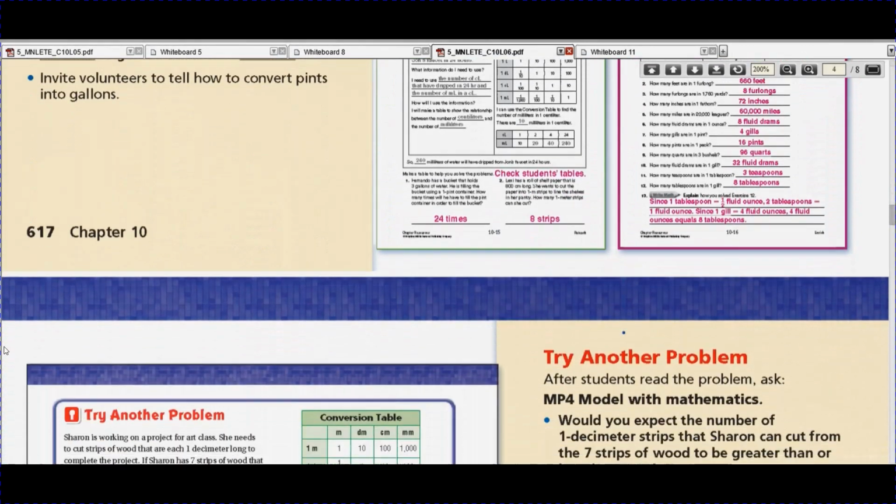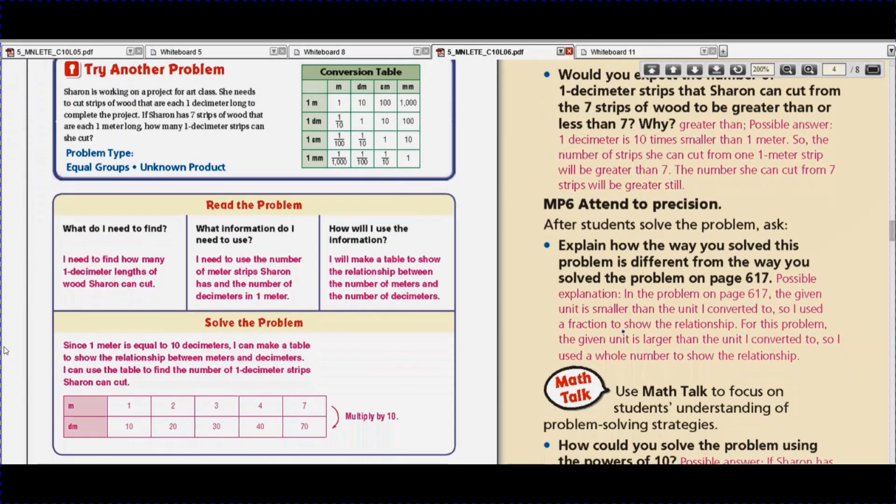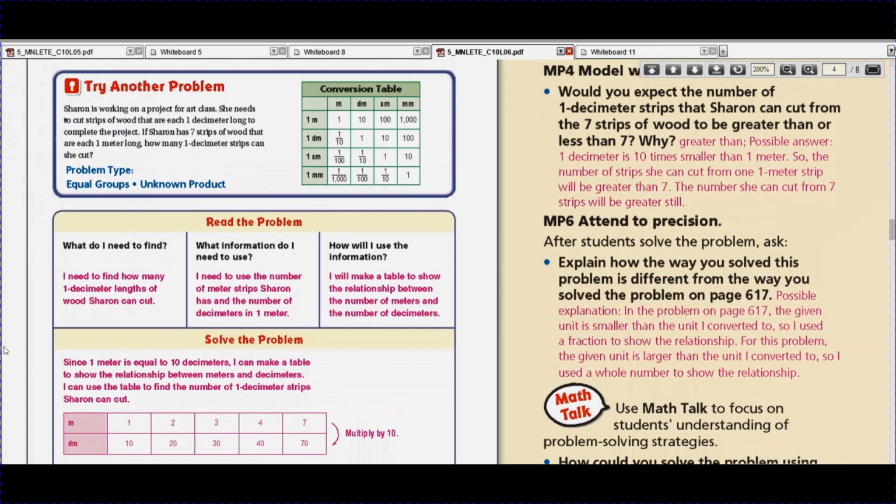Okay, let's move to the next page. We have here Sharon is working on a project for art class. She needs to cut strips of food that are each 1 decimeter. So we are talking about length here. To complete the project, if Sharon had 7 strips of food that are each 1 meter long, how many 1 decimeter strips can she cut?